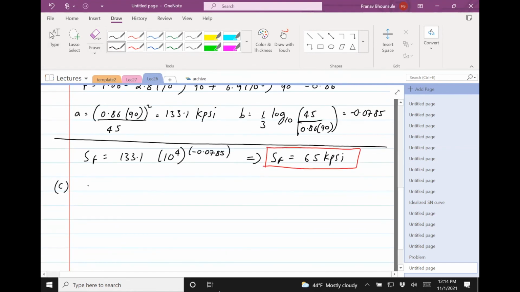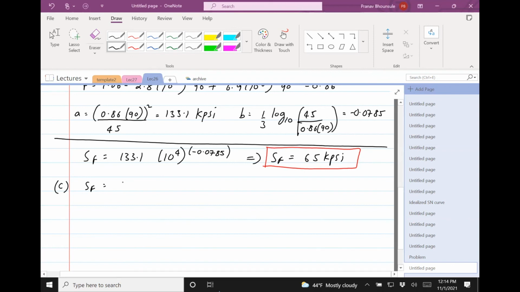And finally, for C, there's a question. What if SUT doesn't fall between 70 and 200? Well, this I believe is for steel, and for steel, the strength only is between 70 and 200, because beyond 200 you'll have failure. And what happens below 70? I'm blanking on that. But 200 is the max. The min, let me think about this minimum limit, 70, and get back.